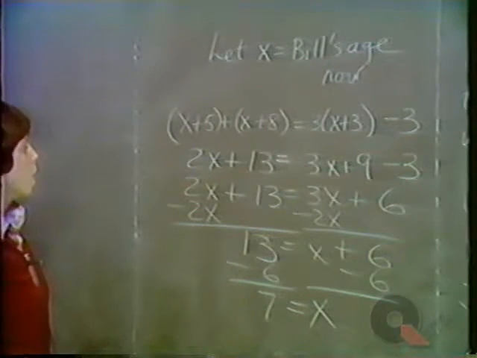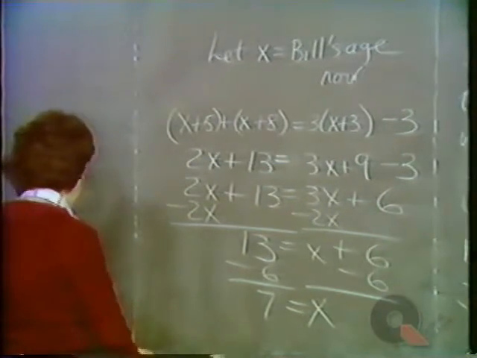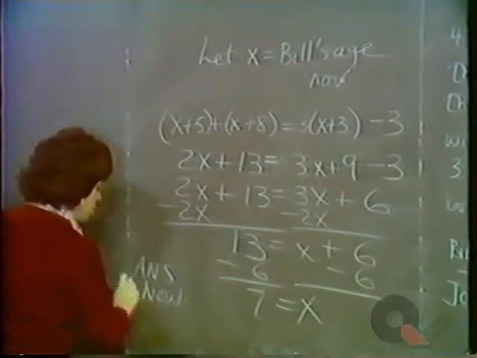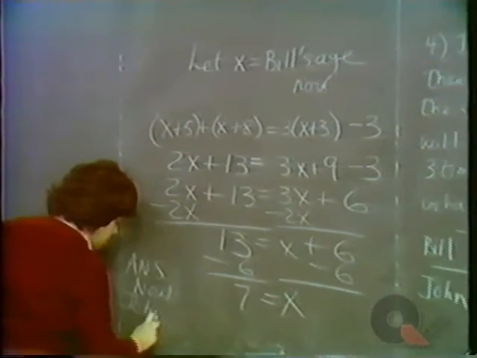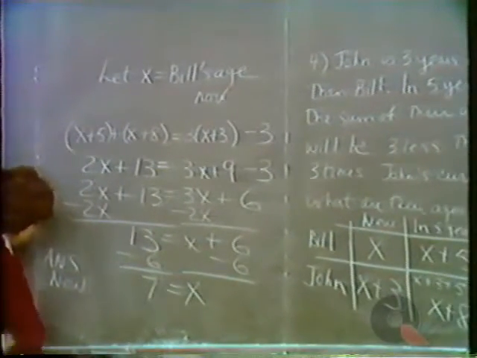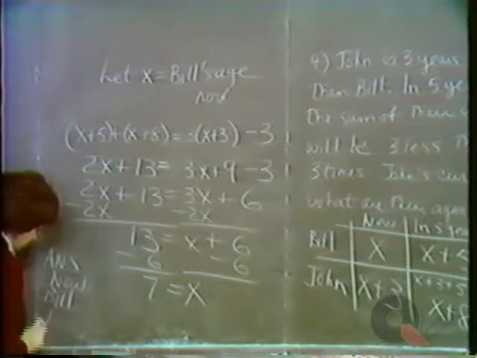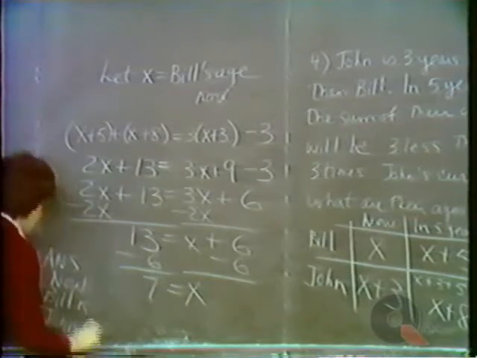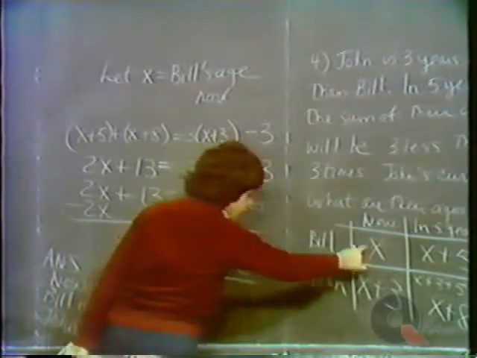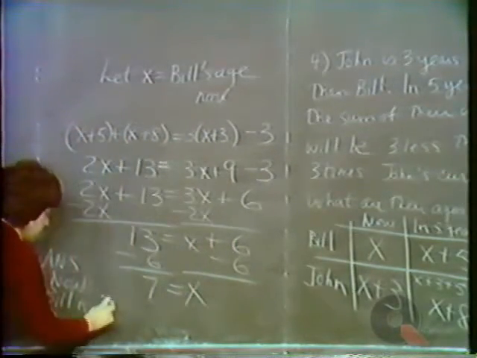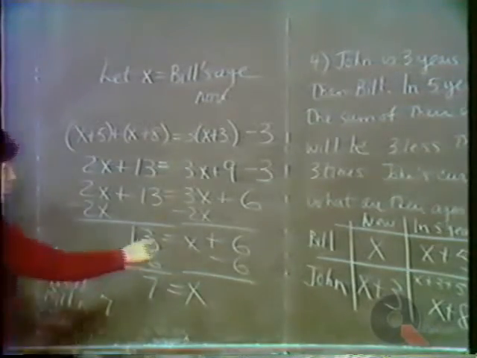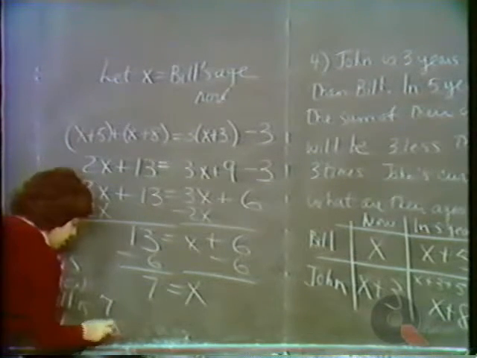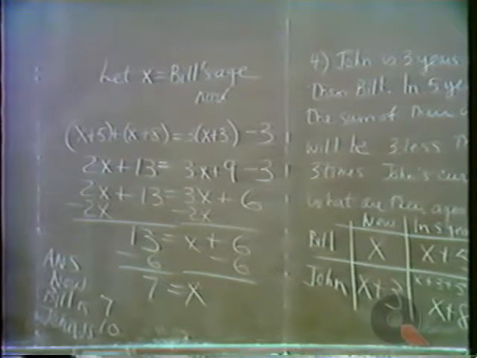Okay, so what are their ages now? The answer would be now, Bill and John. Now Bill's current age is X. That's 7. Bill is 7. John is 3 years older. X plus 3, 7 plus 3. John is 10. Now let's check this out.